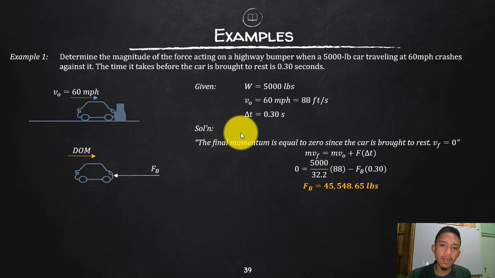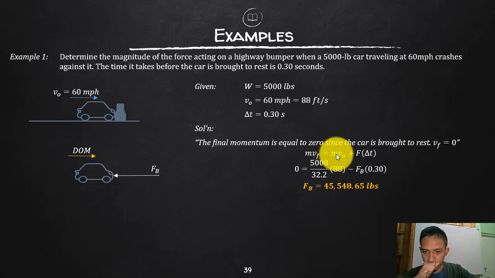So at the end of that time interval of 0.30 second, the car is brought to rest. So what do you expect? The velocity will now be 0. The final velocity is now 0. Therefore, if we start with the impulse-momentum equation, final momentum is equal to initial momentum plus the impulse of the external force, which is just the force from your bumper, which is actually constant.